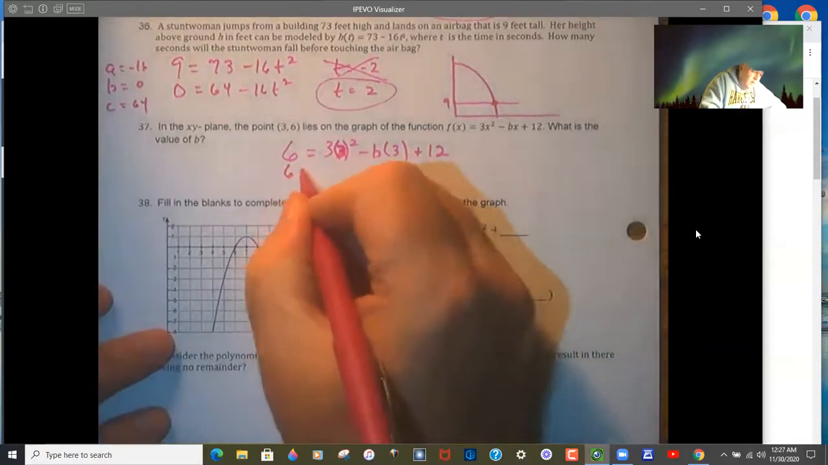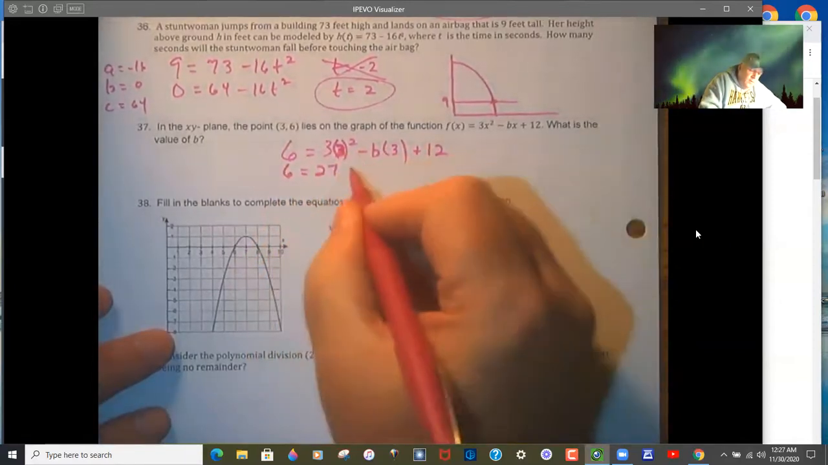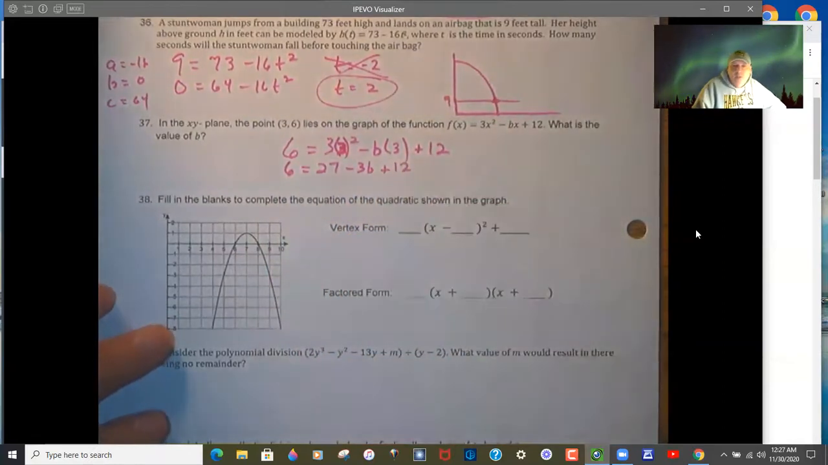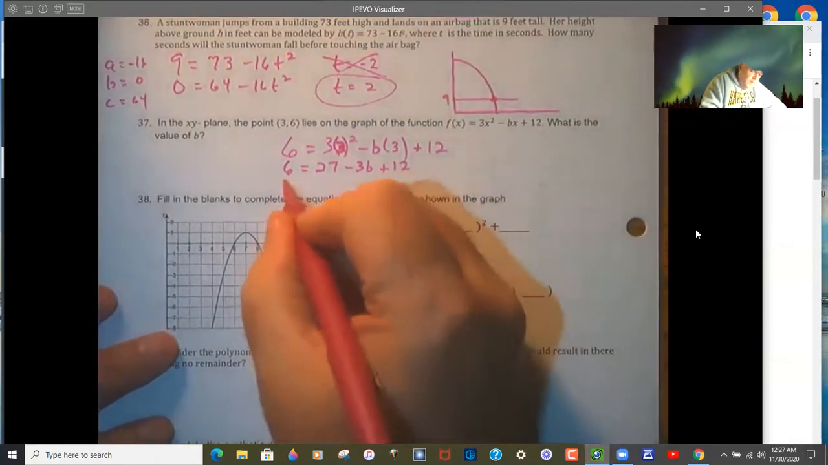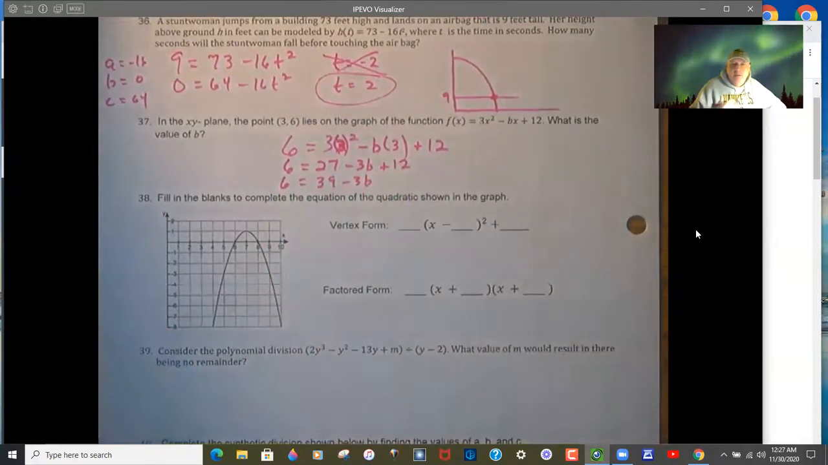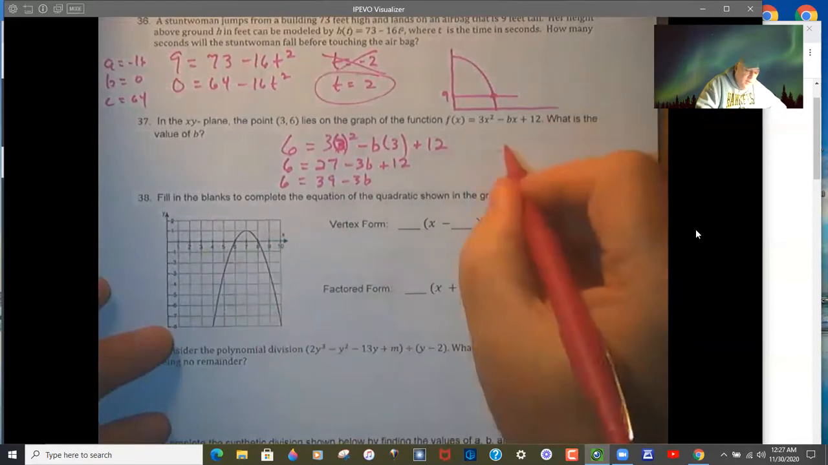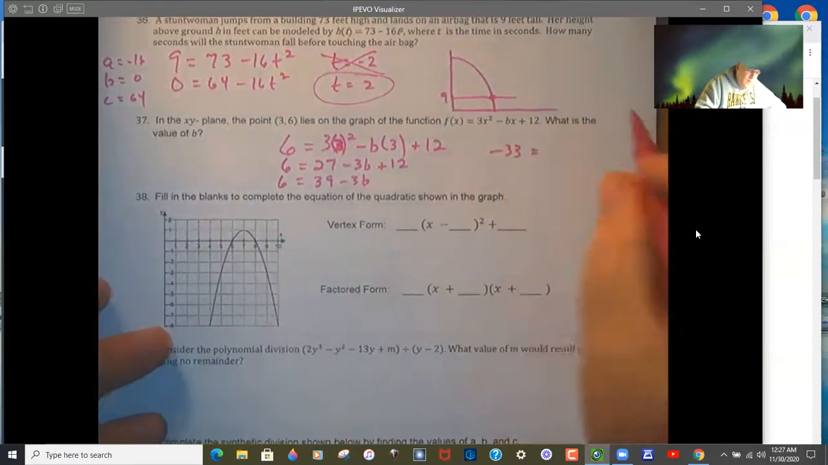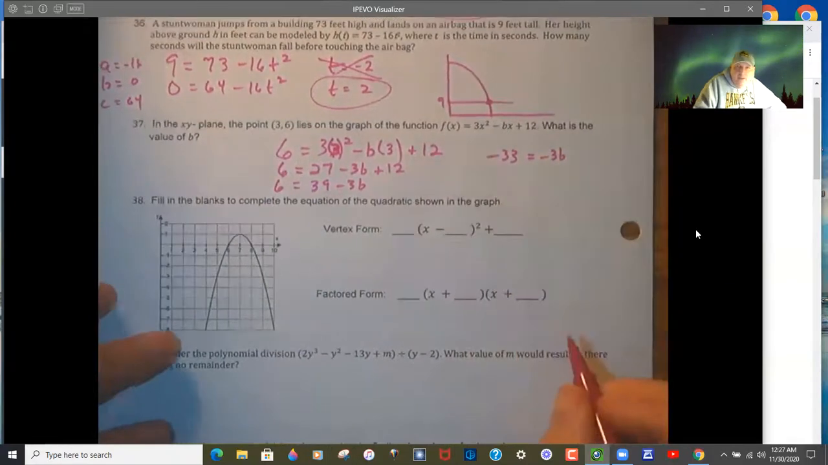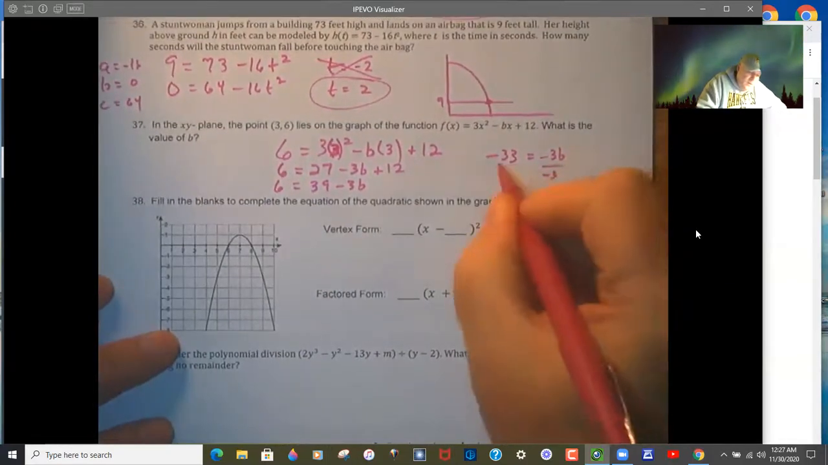So what this amounts to is to get this piece right, and we can write that as 3b. Do the 27 plus 12, that's 39. So it becomes like a linear equation to solve. Subtract 39 over. And then divide by negative 3, and you'll have it.